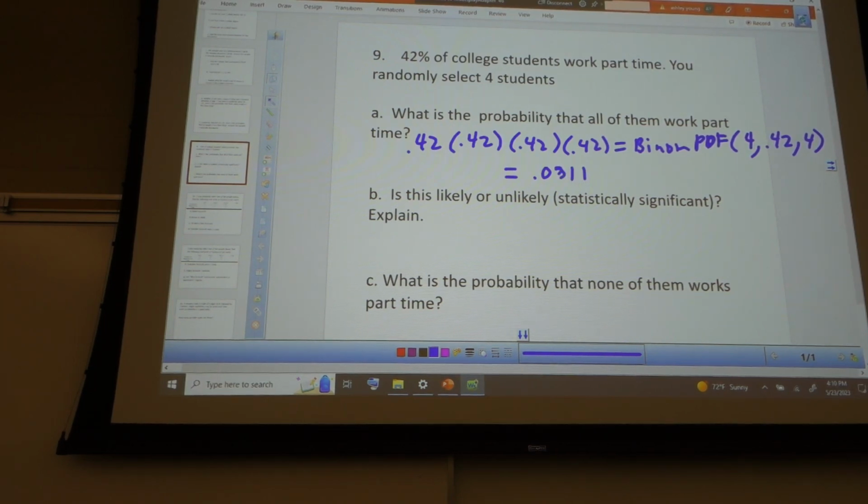Is this likely or unlikely? So what's our general guideline for unlikely? Under 5%. Yep, 5% or less. So is this unlikely or likely? Okay. Yep, it's unlikely because it's 5% or less. Everyone kind of follow that?